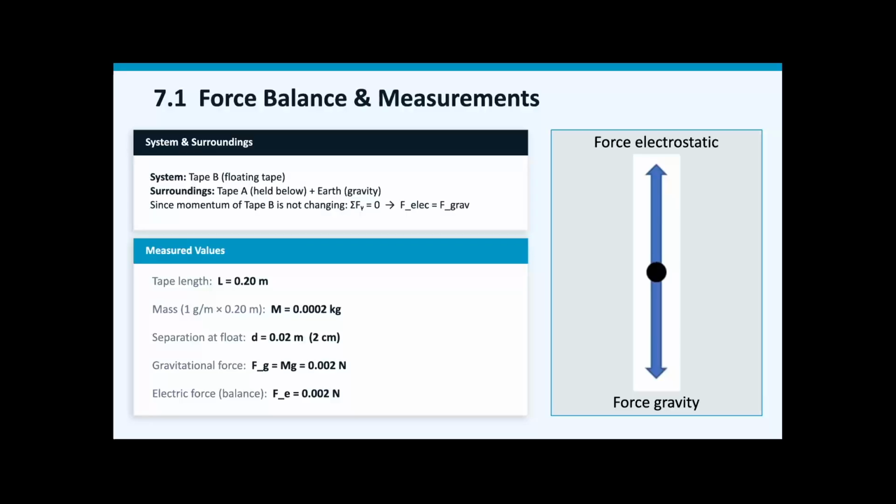Now for the quantitative experiment in 7.1. Our system is tape B, the floating tape. The surroundings are tape A below and the Earth. Since tape B's momentum isn't changing, the net Y force is 0. Electric force up equals gravitational force down.